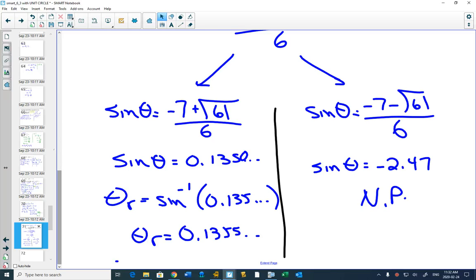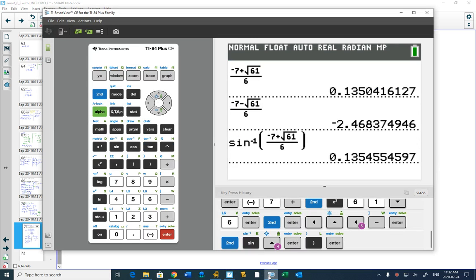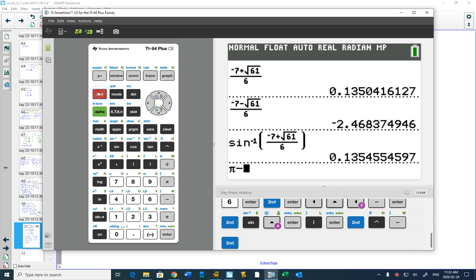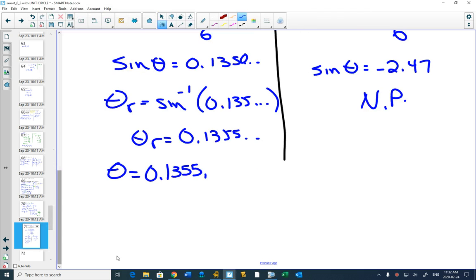And if that's my reference angle, since sine is positive, my answers would be in quadrant 1, 0.1355, and in quadrant 2, where I would have to do 180 minus my reference angle in degrees, or pi minus my reference angle in radians, 3.006. And those would be my two answers. If you wrote sine of theta is 0.135, but you didn't show your work for your reference angle, you'd put the marker in a dilemma.